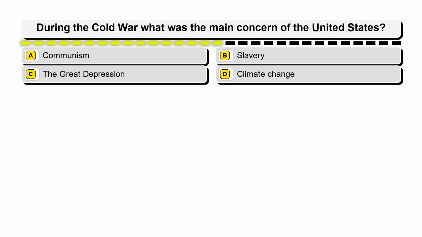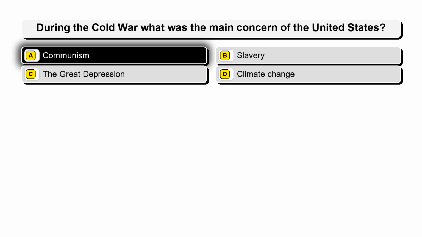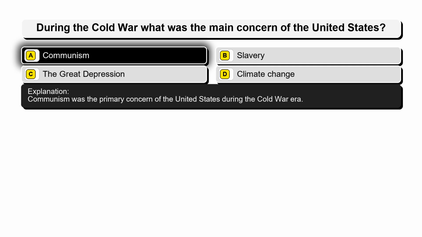Option A, communism. Option B, slavery. Option C, the Great Depression. Option D, climate change. The correct answer is option A, communism. Communism was the primary concern of the United States during the Cold War era.